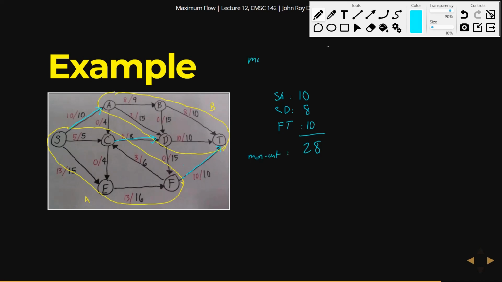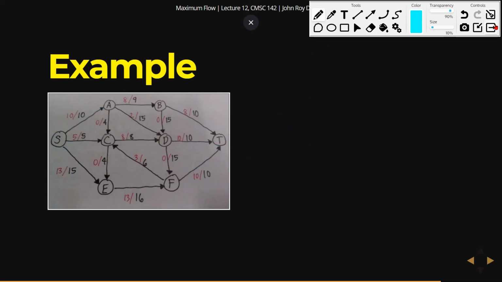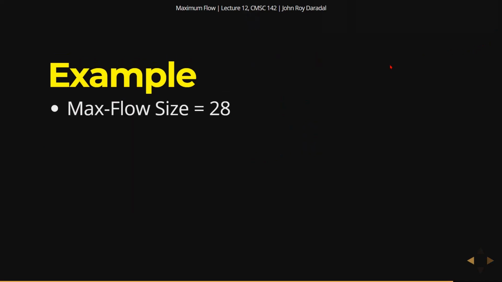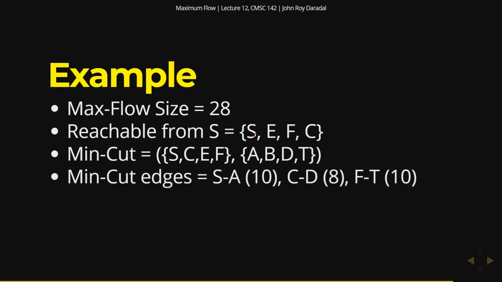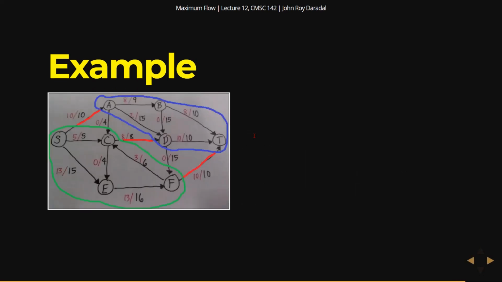Remember, our max flow capacity was also 28, right? Because of the 10 plus 5 plus 13 here. So they were the same. Okay? So that's it. Max flow 28. Reachable from S is the 4 nodes. And then this is your min cut. And then the min cut edges would be used to compute the capacity, which is also 28. So this is the final cut for this flow. Okay, so that's it for min cut.